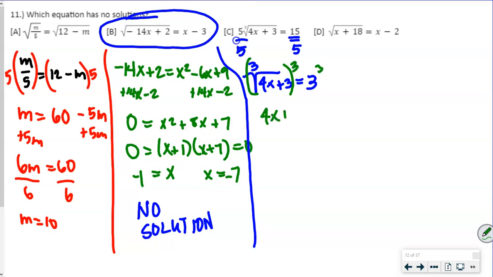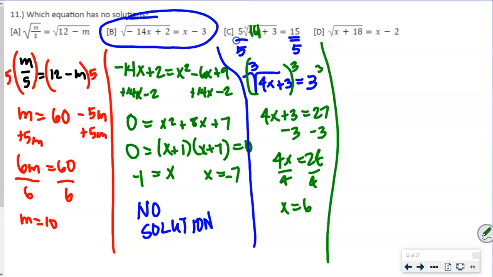So we got 4x plus 3 equals 27. We're going to subtract 3 from both sides. So we get 4x equals 24. Divide both sides by 4. So x is equal to 6. So when we do 4 times 6 up here, that's 24 plus 3 is 27. The cube root of 27 is 3. 5 times 3 is 15. So that one worked. We already said the answer was B, but again, we're just doing this for the sake of practice.